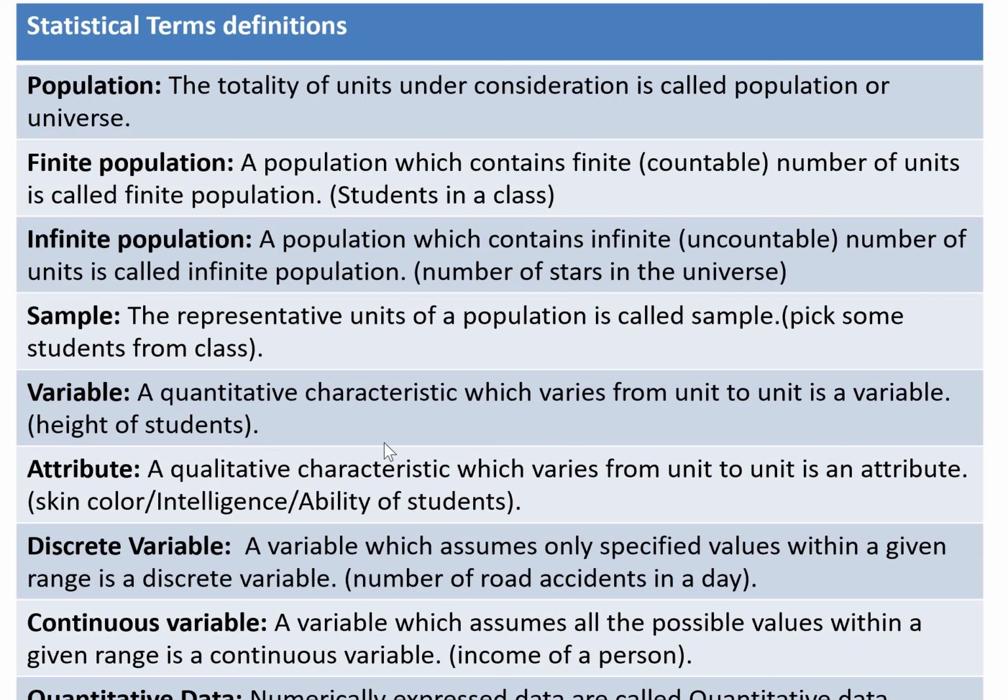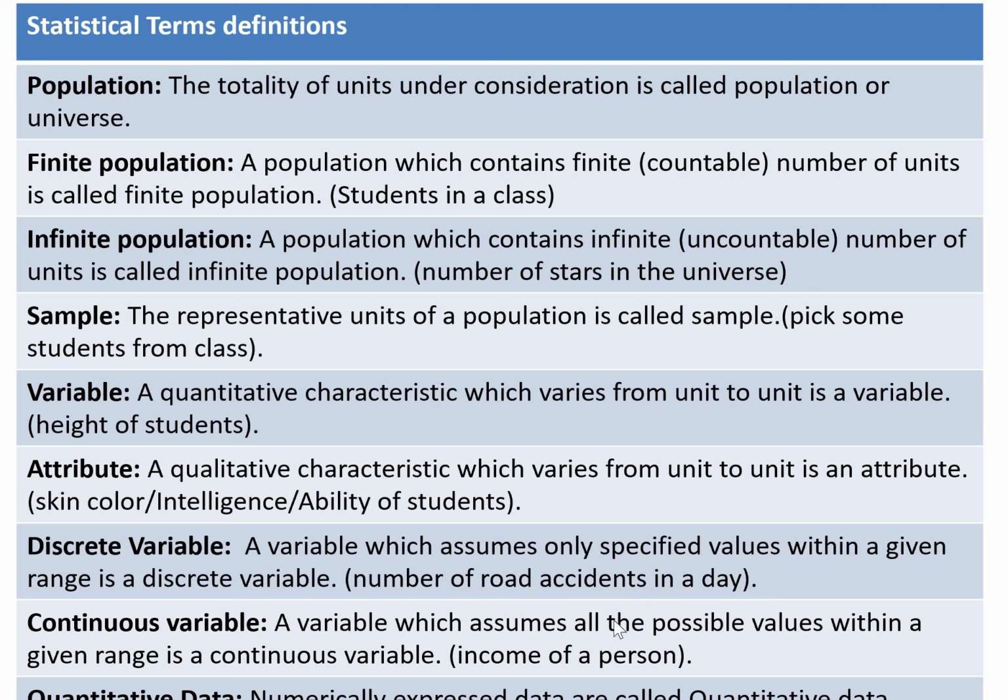Now, what is a variable? A quantitative characteristic which varies from unit to unit is called a variable. For example, the height of a student is not the same for all students. The height varies from one student to another. That's a variable. What is an attribute? The color of a student: all students are not the same color. Some examples of attributes are skin color. All students are not intelligent; intelligence varies from student to student. Ability varies from student to student. Strength varies from student to student. All those things are called attributes.